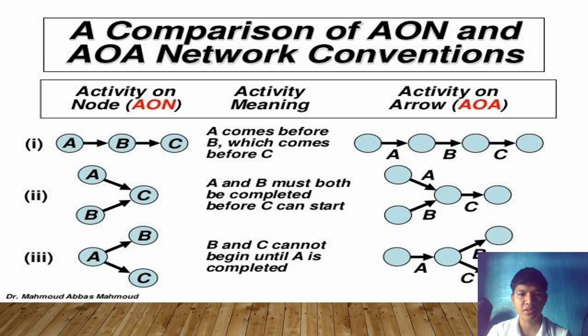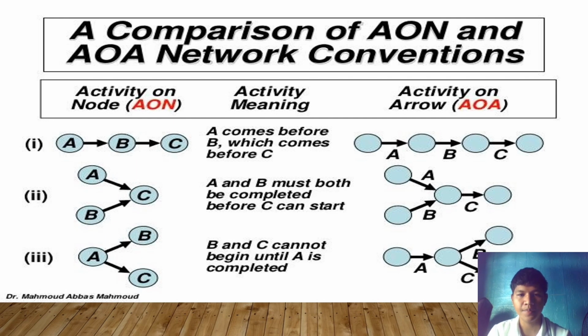The next scenario is concurrent activity. When we illustrate the AON, AON doesn't naturally represent concurrent activities. However, in AON diagrams, concurrent activities can be shown by placing multiple arrows from a single node, indicating that multiple activities can proceed concurrently. On the right side, activity on arrow, it illustrates that concurrent activities are represented by parallel arrows. For instance, both A and B activities can lead to a single node representing C.